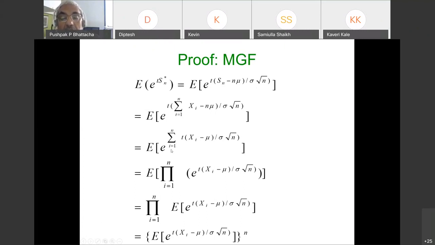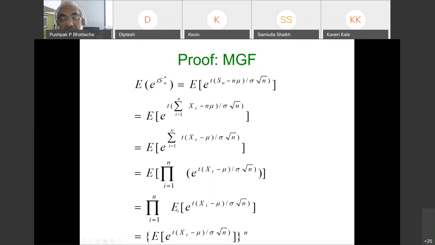Now e to the power of a summation of a few quantities is the product of e to the power of each of these individual quantities. So this is the summation from i equal to 1 to n of t xi minus mu divided by sigma root n. So I can turn this into a product of e to the power t xi minus mu divided by sigma root n. Now the expectation can move inside the product. That also we can prove, provided each of these random variables xi is independent.